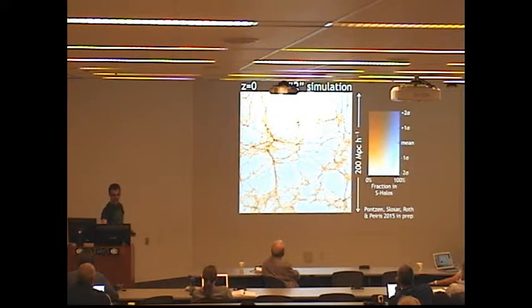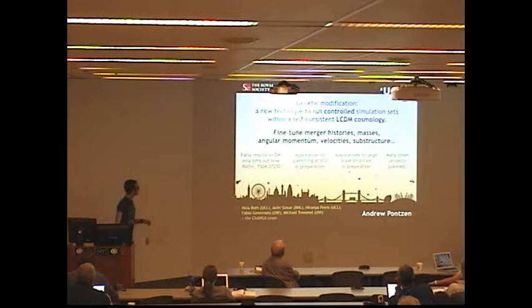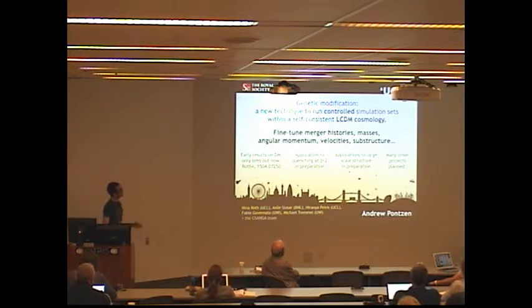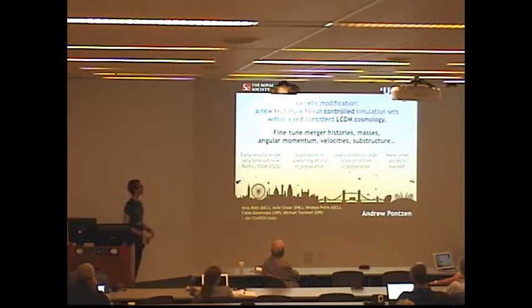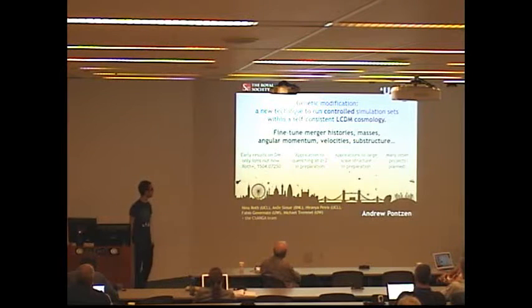Okay, so that's slightly off the track of what I wanted to say. I'm going to go back to the galaxies and just recap. What we have is a technique where you can really run controlled simulation sets within lambda CDM. So you stay within lambda CDM cosmology, and you can make incremental changes and really see how your galaxy formation physics responds to that. And the kind of things we've been playing with, mainly merger histories and masses, but you can also play with angular momentum, with velocities, with substructure, and so on and so on.